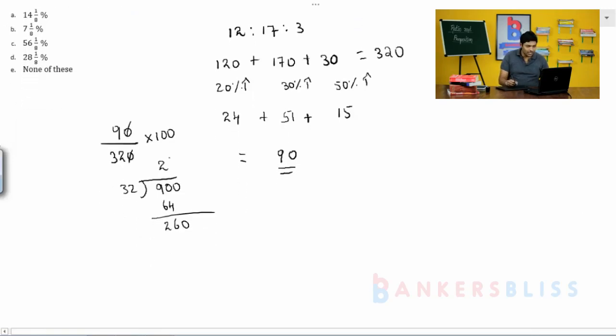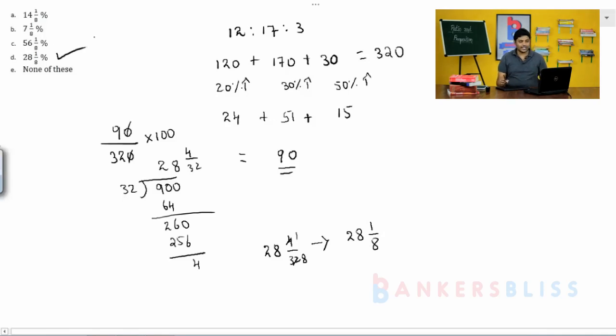8 2s are 16, 1 carry, 8 3s are 24 plus 1, 25. So what is the remainder? 4 is the remainder, so 4 by 32. So our answer is 28. 4 1s are 4, 4 8s are 32. So this can be represented as 28 1 by 8. So option D is the right answer.